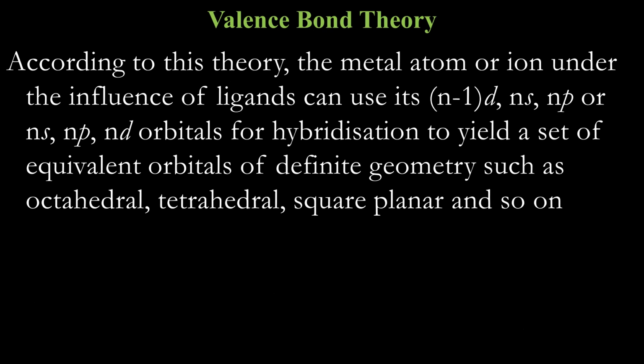According to this theory, the metal atom or ion under the influence of ligands can use its (n-1)d, ns, np, these three. So remember the combination, okay? Write this combination: (n-1)d, ns, np, or ns, np, and nd orbitals for hybridization to yield a set of equivalent orbitals of definite geometry such as octahedral, tetrahedral, square planar, and so on.